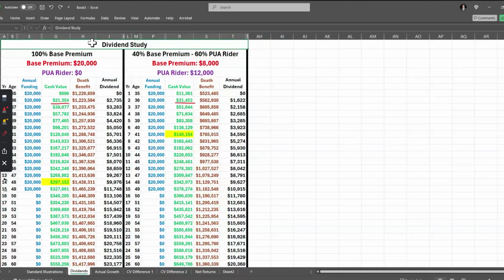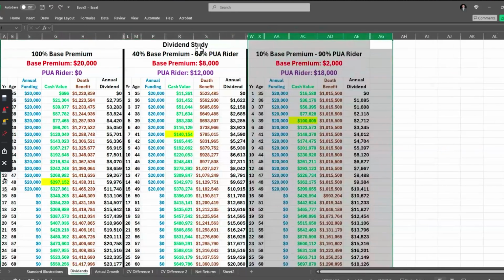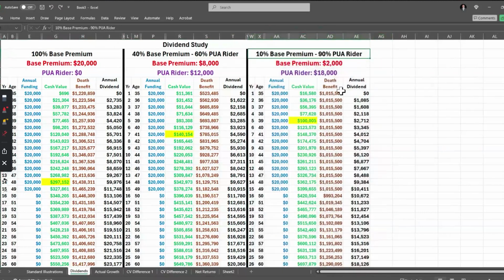It's $10,000 more. So yes, I see a higher dividend with the 100% base premium option, but that does not mean that I will have more cash value. Let's look at the 10% design, where we are minimizing that base premium. Now what do you notice? The dividend is the lowest, but the cash value is the highest. And you can see that from start to finish.